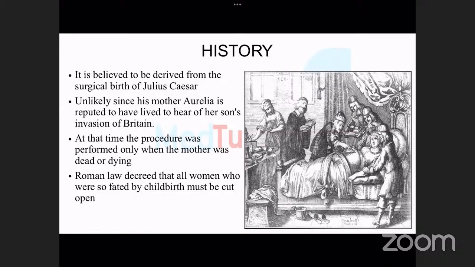And because at the time, Roman law prohibited burying a pregnant woman with her fetus in utero, even if the pregnant woman dies, and even if the fetus is dead, the baby has to be removed from the womb before she's buried. That was the Roman law at that time. Next slide.